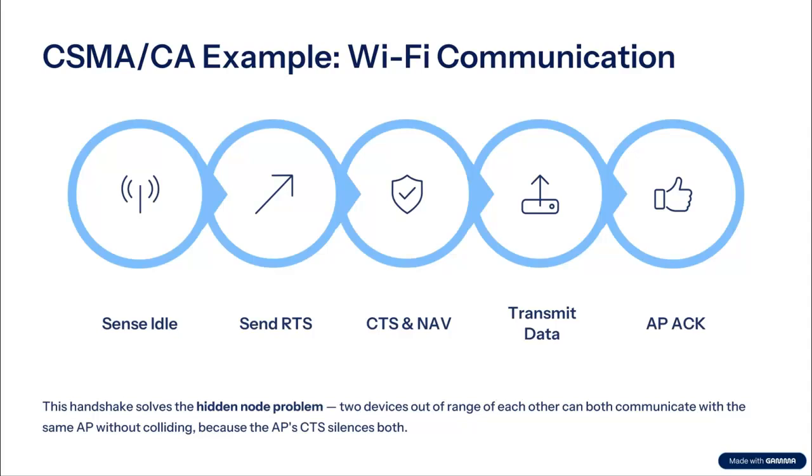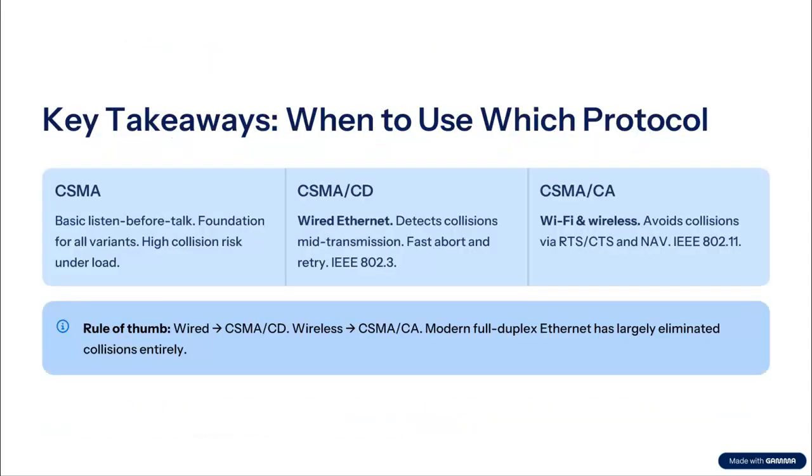So here is an example of Wi-Fi communication. Look at the handshake. This handshake solves the hidden terminal problem. Two devices out of range of each other can both communicate with the access point without colliding, because the access point's CTS silences both. So that is why CSMA/CA is so significant. To avoid crashes before they happen, wireless devices use these clever tricks.